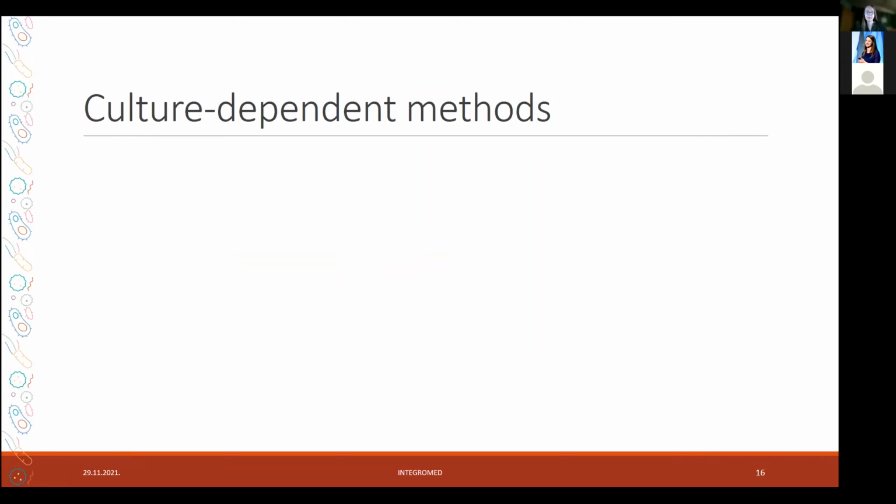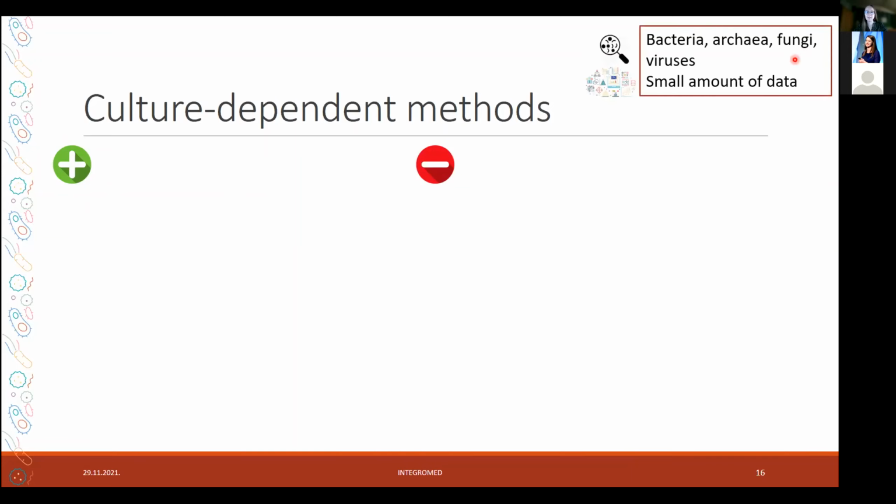So we will start with culture-dependent methods. The next few slides will be organized like this: I will have the pros, I will have the cons of the method, and here will be short information about what we can analyze, what microorganisms from the microbiome, and what is the amount of data most often obtained.